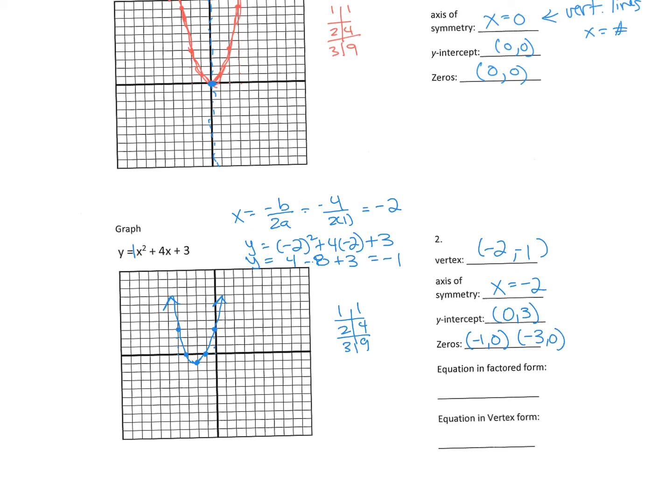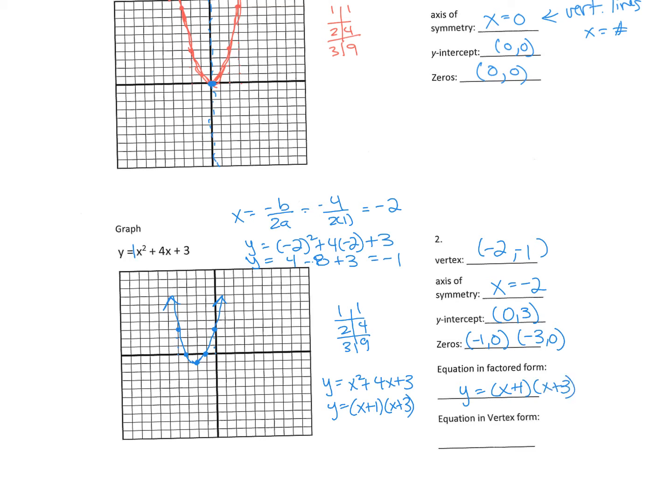Now my equation in factored form, I've got to factor this guy. And so going back to earlier in class, you could use your diamond method. You've got your 3 at the top, your 4 at the bottom. When I do that, my side numbers would be 1 and 3. So this would become (x + 1)(x + 3). If you need more help with that, please come to office hours. That's my factored form.